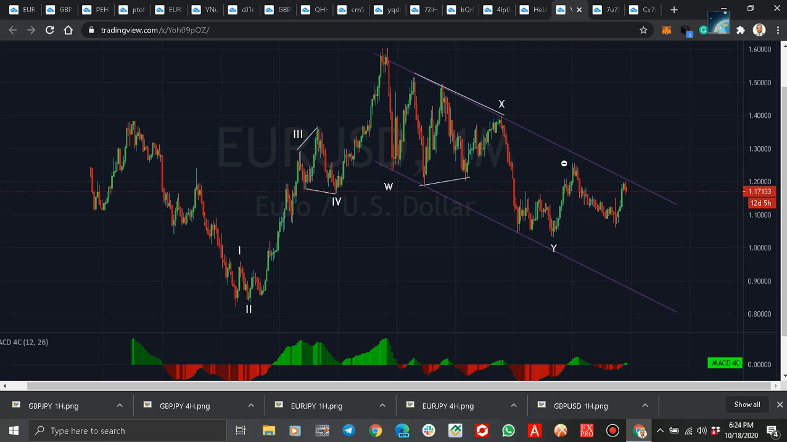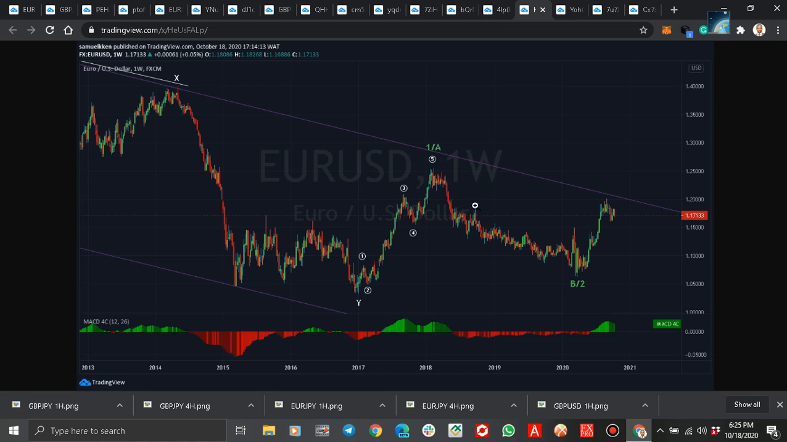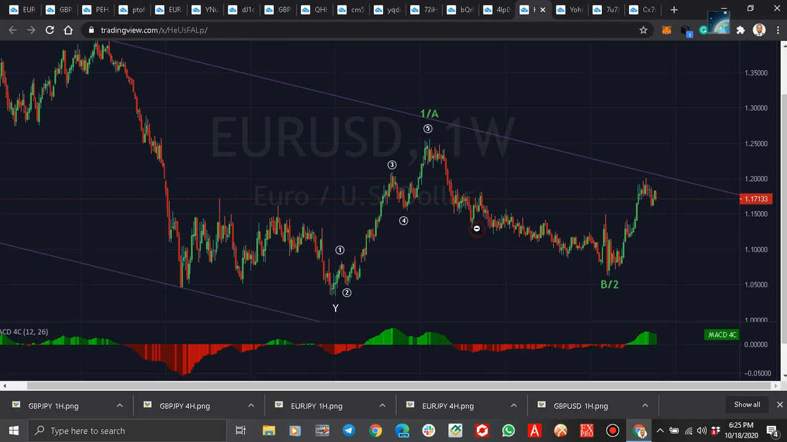So this structure is either that the correction is over here, or we might still have another drop. If this top is not broken, we will likely have another drop. But for now, this is weekly. Let's go to another time frame. This is weekly again, zoomed in a level. This is 1, 2, 3, 4, 5. This is an impulse, and this very move is a correction. You see, I label it 1, 2, A, B. Then what happens here? I don't know.